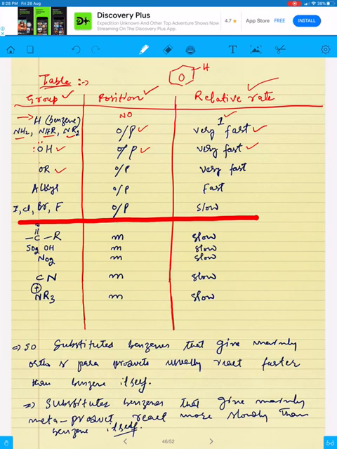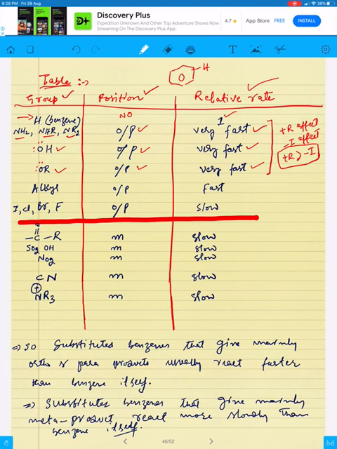OR, activating. This is ortho para-directing. Rate of reaction is very fast, right? In these cases, you will have plus R effect and you have minus I effect, right? And plus R effect will be greater than minus I effect. This is very important here.